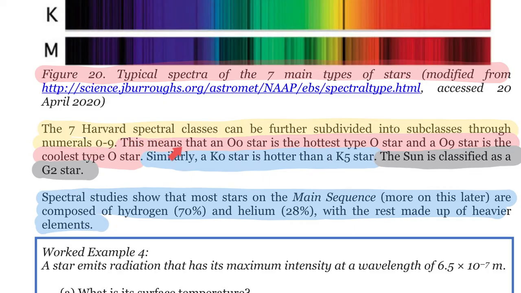Now the 7 Harvard spectral classes can be further subdivided into subclasses through numerals 0 to 9. So this means that an O0 star is the hottest type O star, and an O9 star is the coolest type of O star. Similarly, a K0 star is hotter than a K5 star. The Sun is classified as a G2 star. Spectral studies show that most stars on the main sequence are composed of approximately 70% hydrogen and 28% helium, with the rest made up of heavier elements.